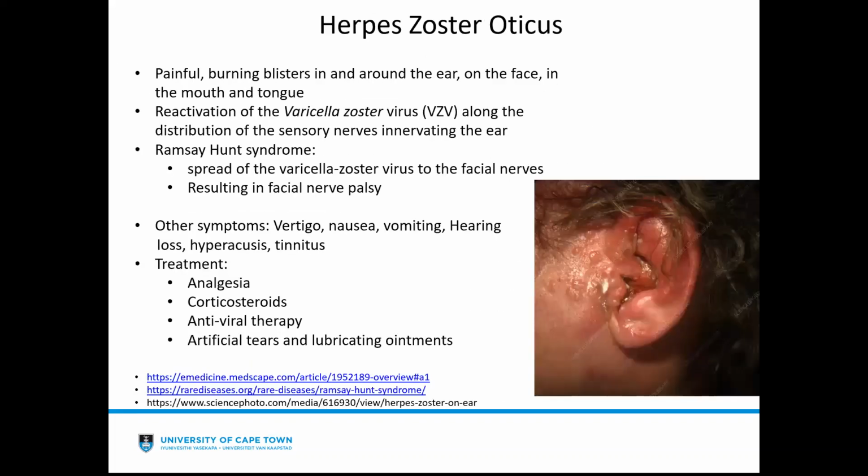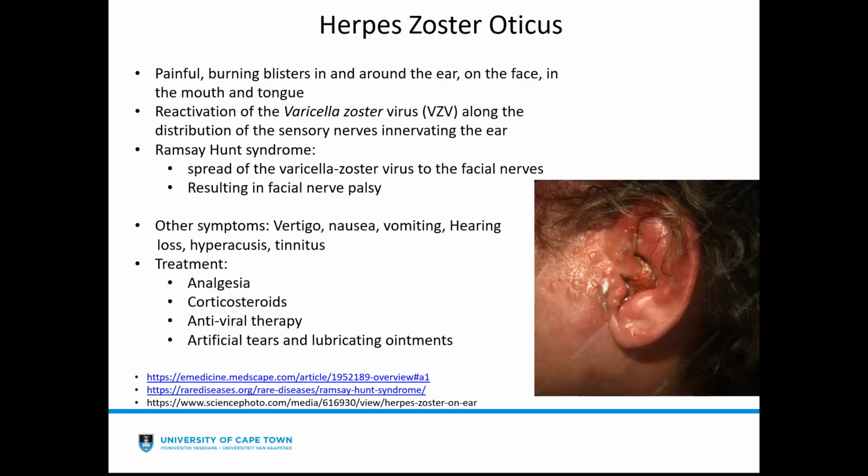So then looking at herpes zoster, this is another condition that can mimic perichondritis. It is a painful, burning, blistering condition that occurs around the ear. Can extend onto the face, into the mouth, and on the tongue as well. And it's thought to be the reactivation of varicella zoster virus along the distribution of the sensory nerves innervating the ear.